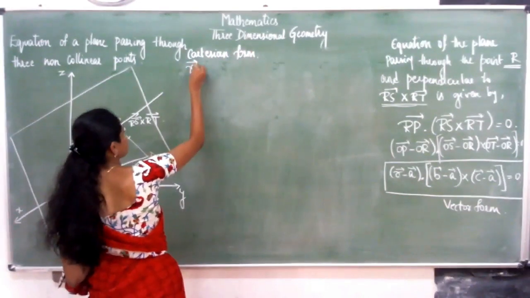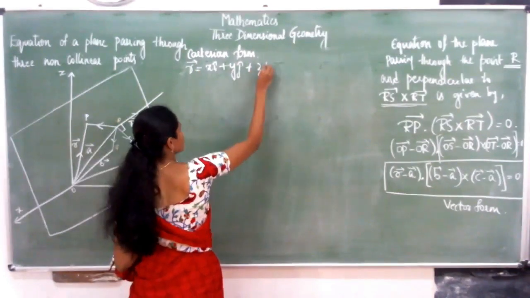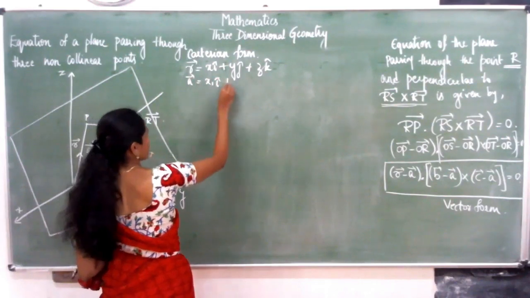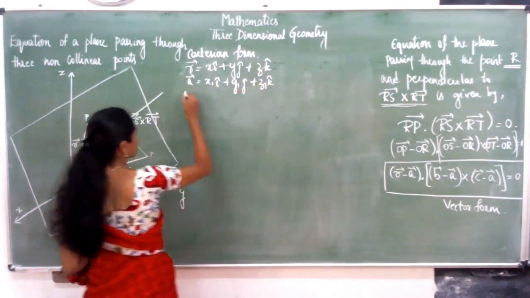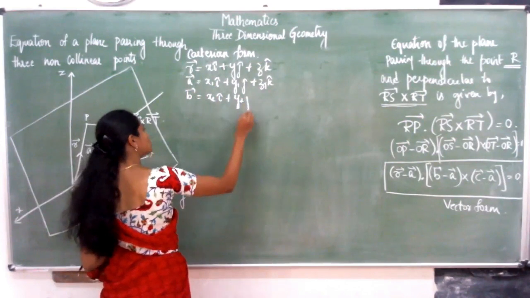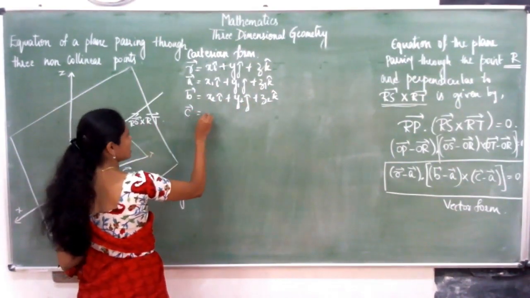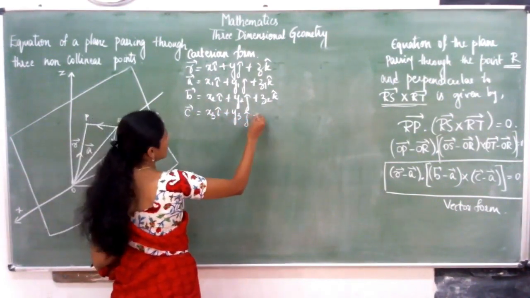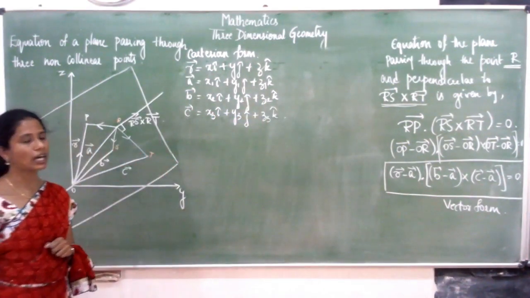So here vector r is equal to x i cap plus y j cap plus z k cap and vector a is equal to x1 i cap plus y1 j cap plus z1 k cap. Vector b is equal to x2 i cap plus y2 j cap plus z2 k cap and vector c is equal to x3 i cap plus y3 j cap plus z3 k cap. Therefore here the Cartesian form.